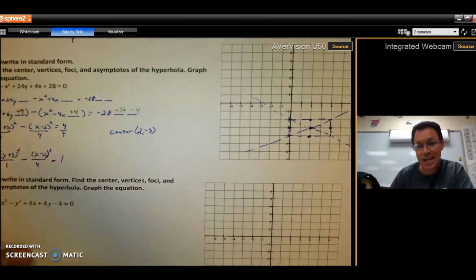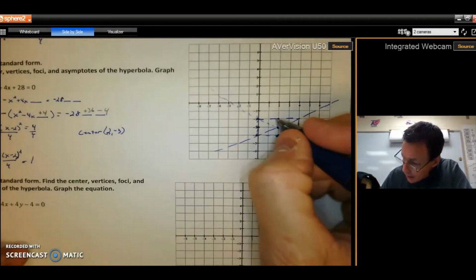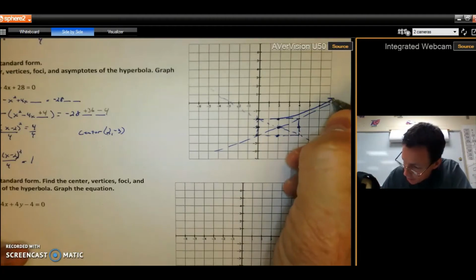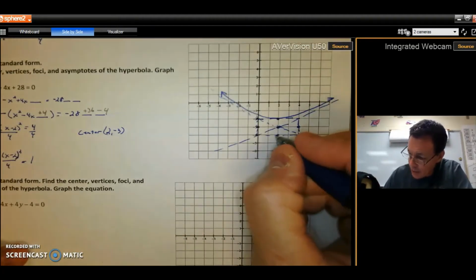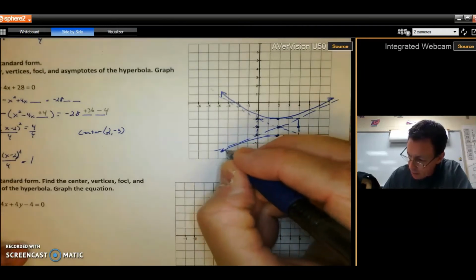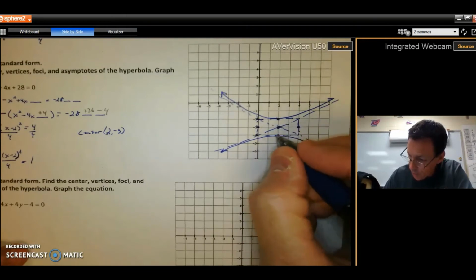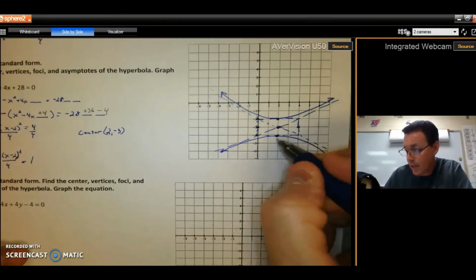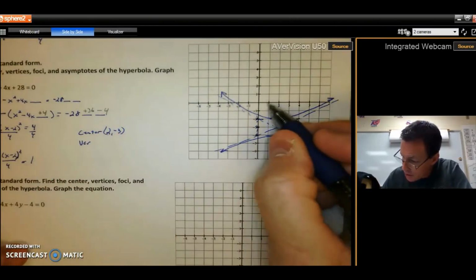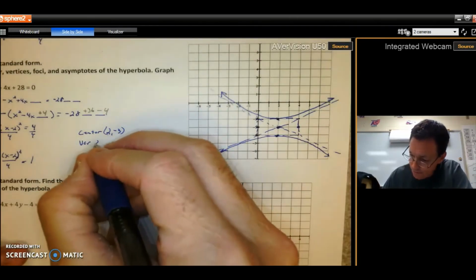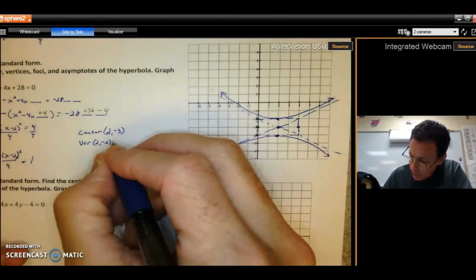Now remember, this one goes up and down. So I'm going to go to the top of the box, and I'm going to draw the top part of the hyperbola. And then I'm going to go to the bottom box, and I'm going to draw the bottom part. So these are my vertices. These 2 little points are the only points that I actually have on the graph. So when I list my vertices, it's going to be this point, which is 2, negative 2. It's going to be this point, which is 2, negative 4.